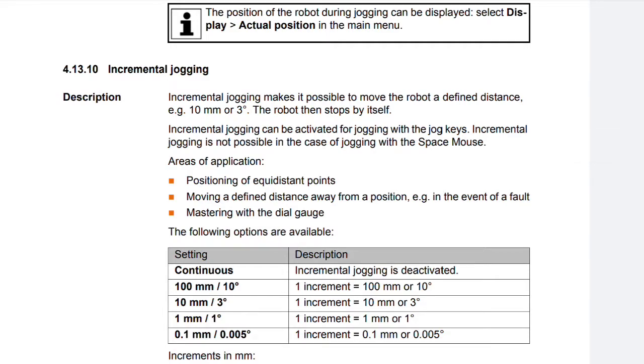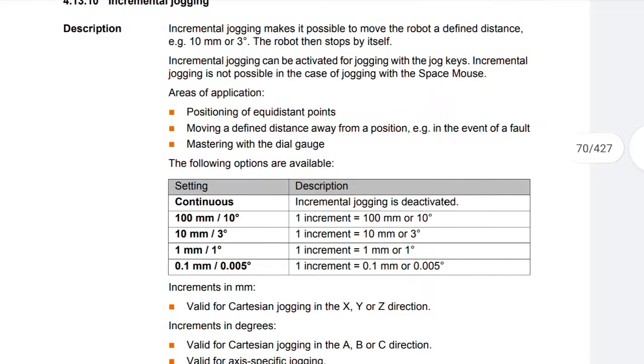Let's continue from the incremental jogging. Description: incremental jogging makes it possible to move the robot a defined distance, for example 10 mm or 3 degrees. The robot then stops by itself. Incremental jogging can be activated for jogging with the jog keys. Incremental jogging is not possible in the case of jogging with the space mouse.